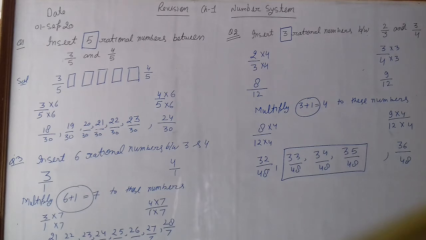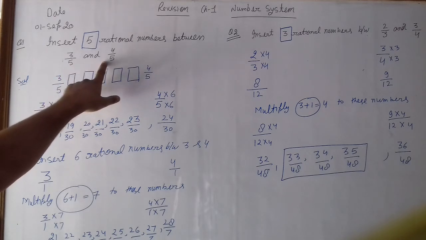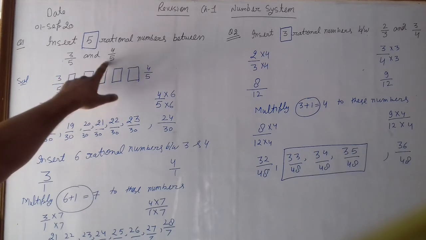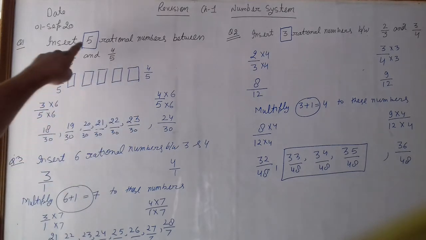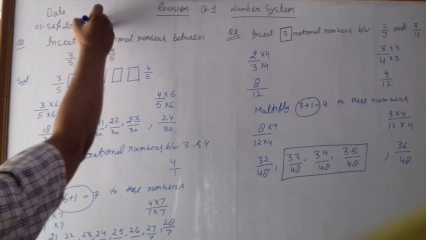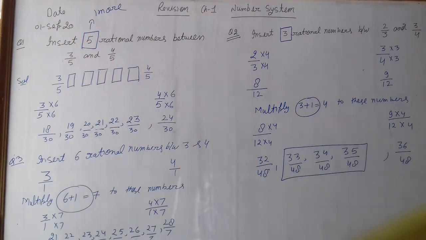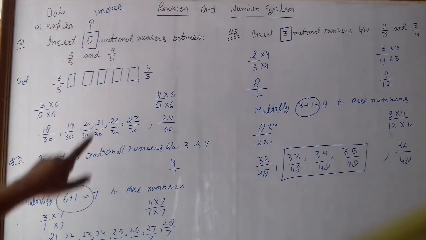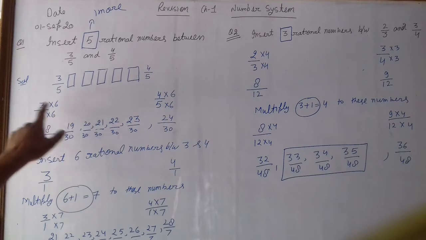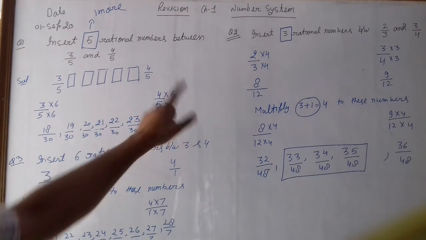Right, students? So I repeat one more time. First we will check the denominator in each number. If denominator is same, then we will multiply a particular number, that is one more than the inserting number. That is, inserting number is 5. So we will multiply the 6 to each number, right? 3 into 6, 5 into 6, 4 into 6 and 5 into 6.